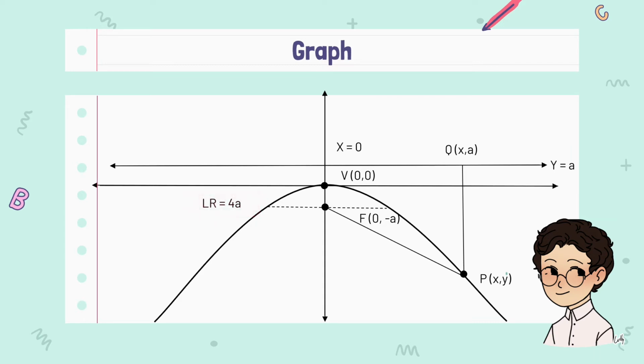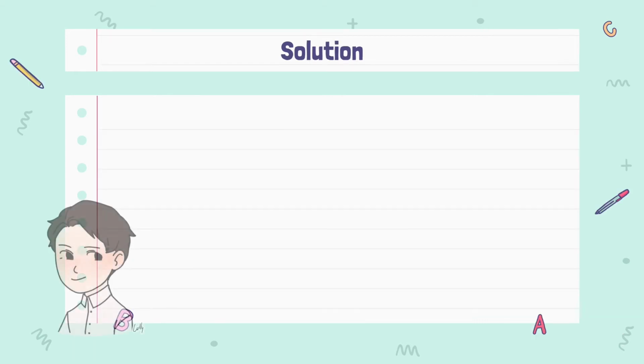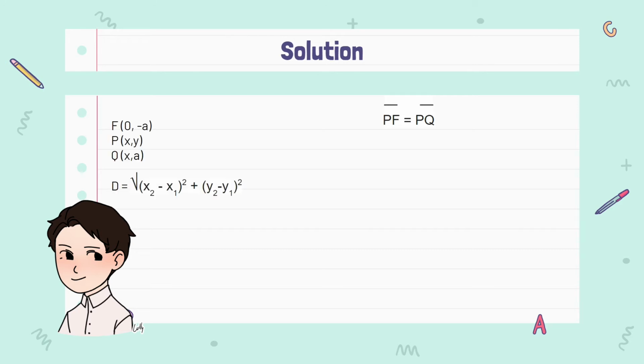For now, we'll focus on deriving the equation of the parabola opening downward with vertex at (0, 0), starting with the equation that the length of the line segment PF is equal to the length of segment PQ. Given that, we're going to find the equation by using the distance formula, which is d = the square root of quantity (x sub 2 minus x sub 1) squared plus quantity (y sub 2 minus y sub 1) squared.